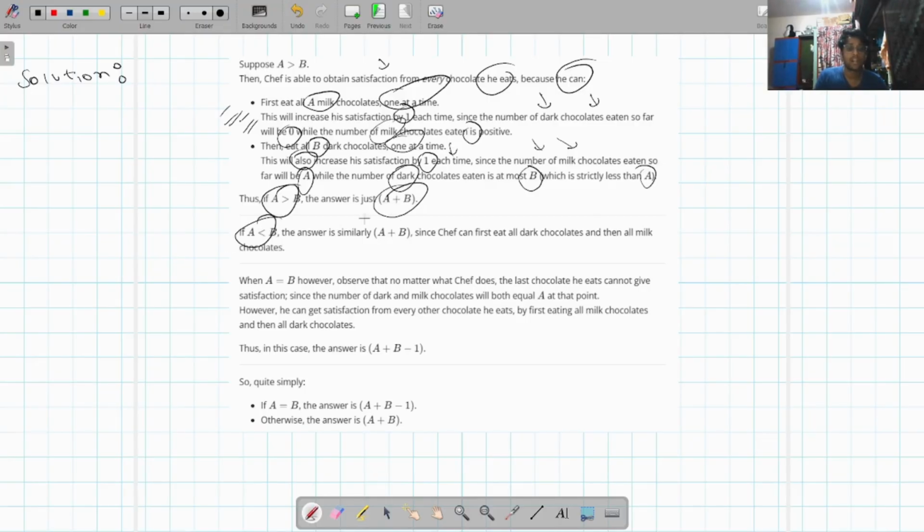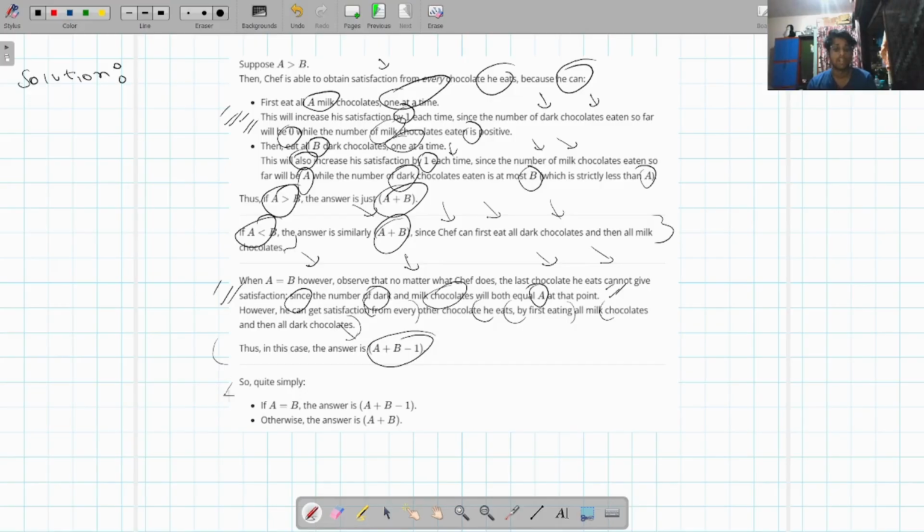If A is lesser than B, the answer is similarly A plus B, since Chef can first eat all dark chocolates, then all milk chocolates. When A equals B, however, observe that no matter what Chef does, the last chocolate he eats cannot give satisfaction, since the number of dark and milk chocolates will both equal A at that point. However, he can get satisfaction from every other chocolate he eats by first eating all milk chocolates and then all dark chocolates. Thus, in this case, the answer is A plus B minus 1. So quite simply, if A equals B, the answer is A plus B minus 1. Otherwise, the answer is A plus B. So guys, I think the solution is also clear.